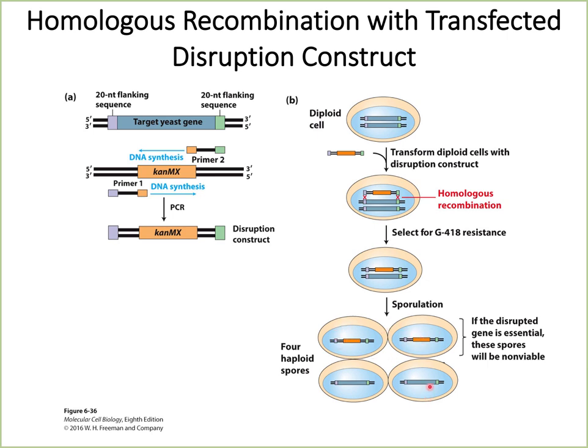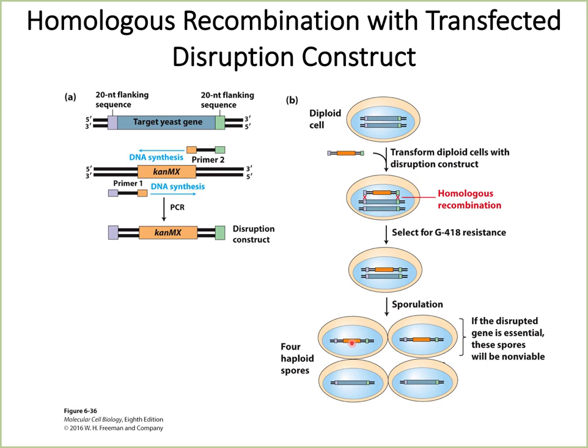These are the two possibilities: you have the disrupted gene. That means the gene copy right here is disrupted, whereas these are the normal. If the gene is disrupted, then this will grow in the presence of G418. On the other hand, if this gene is non-viable, these will not survive. So if this gene is essential, it will not survive.